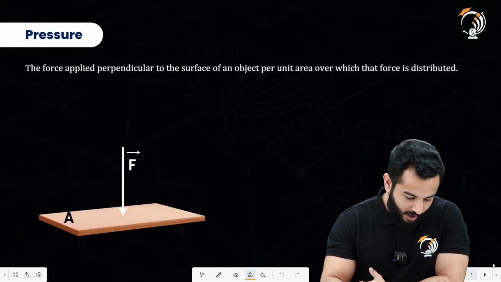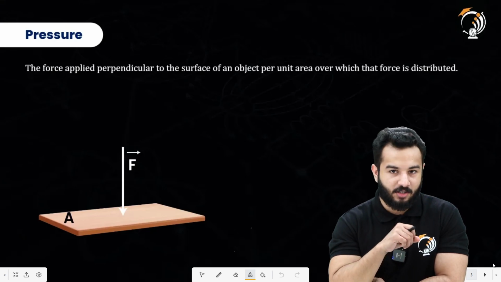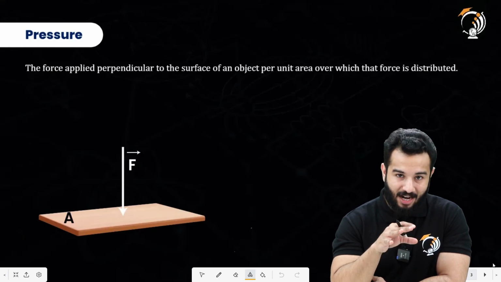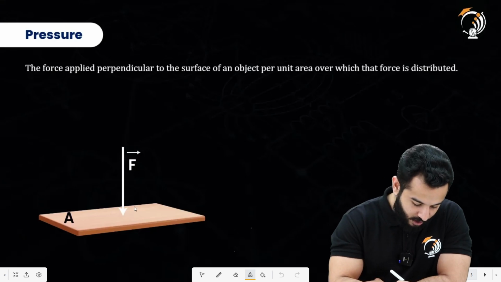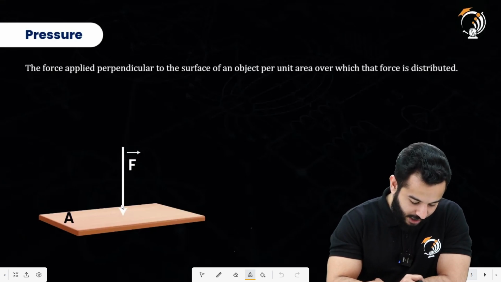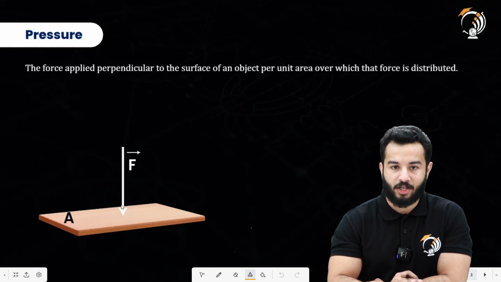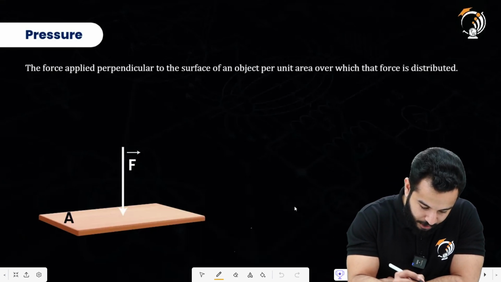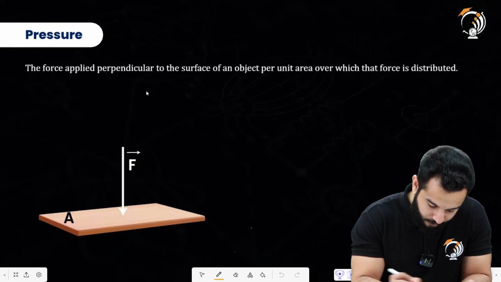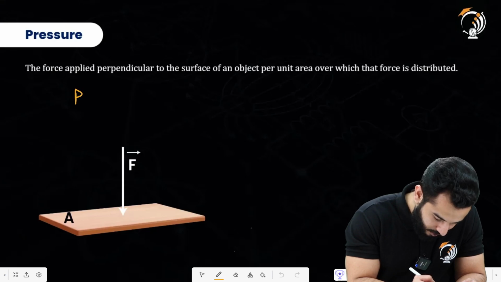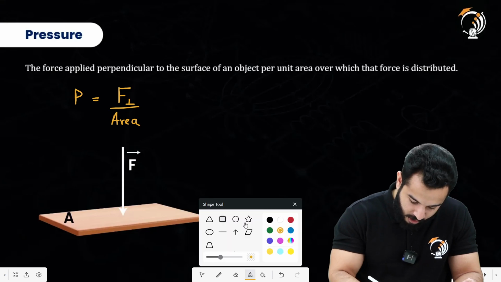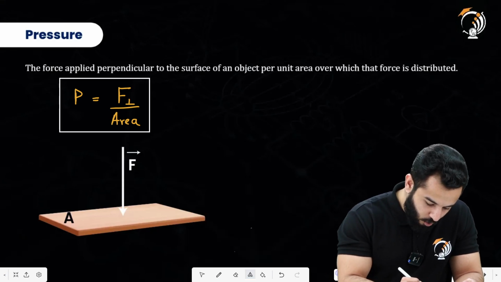Pressure can be defined as a force applied perpendicular to the surface of an object, right? So let's suppose we have an object, and on that object we are applying a force, and this force is perpendicular to the object. This is actually very important. Now if you want to calculate the pressure, we write that pressure is the perpendicular force divided by area. So this is the formula that we are going to be looking for.